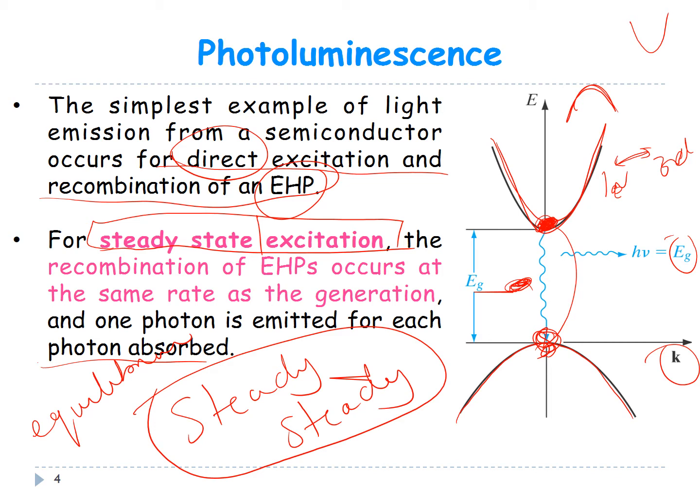So for most optoelectronic devices, we usually use direct gap semiconductors because we can actually get emission of visible light when the electrons recombine with the holes in the valence band.